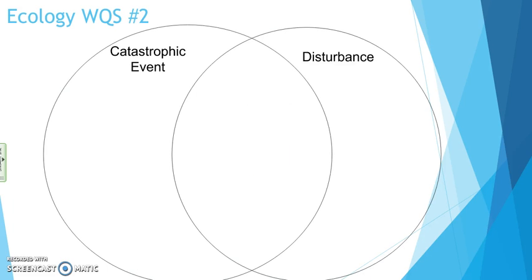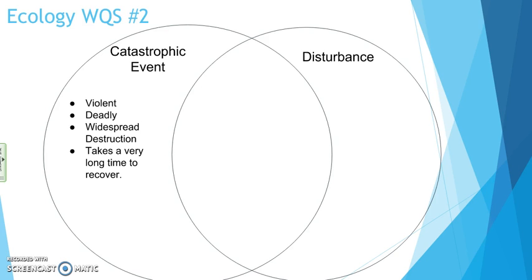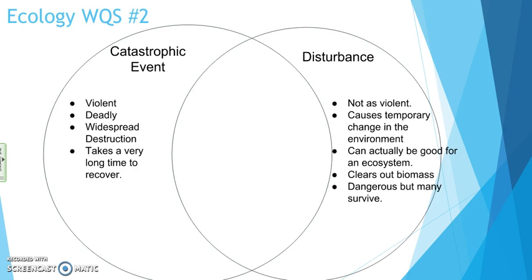Now, let's look at the two and compare them. A catastrophic event can be deadly and extremely violent. It's widespread destruction, and it takes a really long time to recover from, which is the complete opposite when you're talking about a disturbance. A disturbance is not as violent. It can cause some temporary change in the environment, so it will cause some kind of change, but it won't take as long to fix or bounce back.